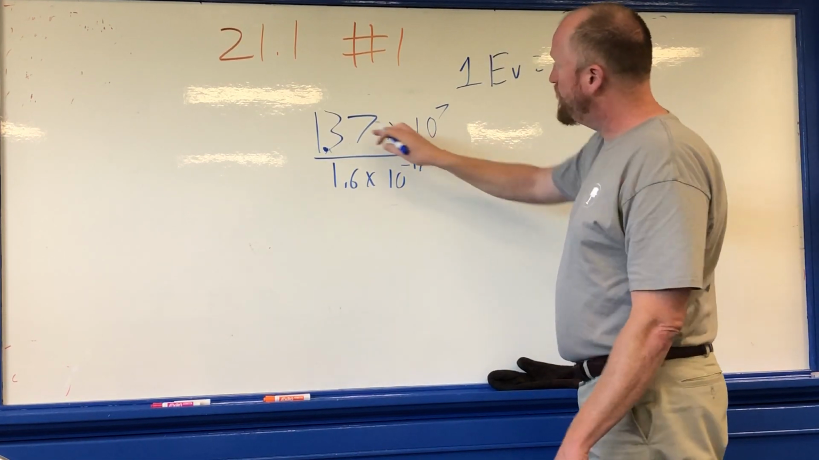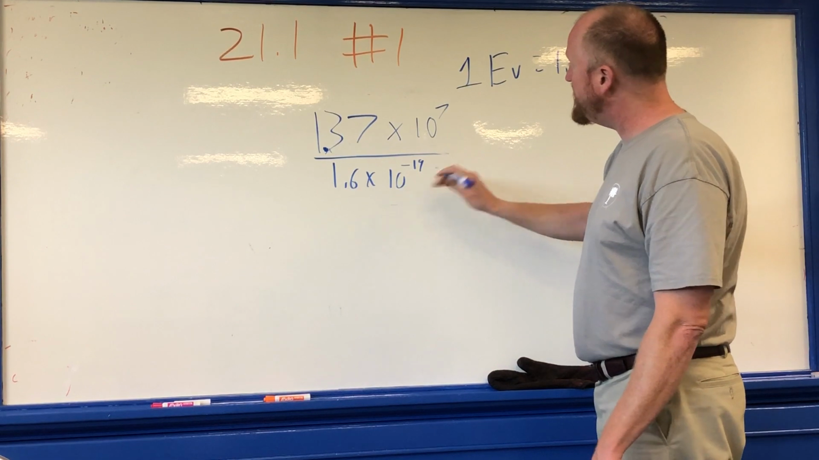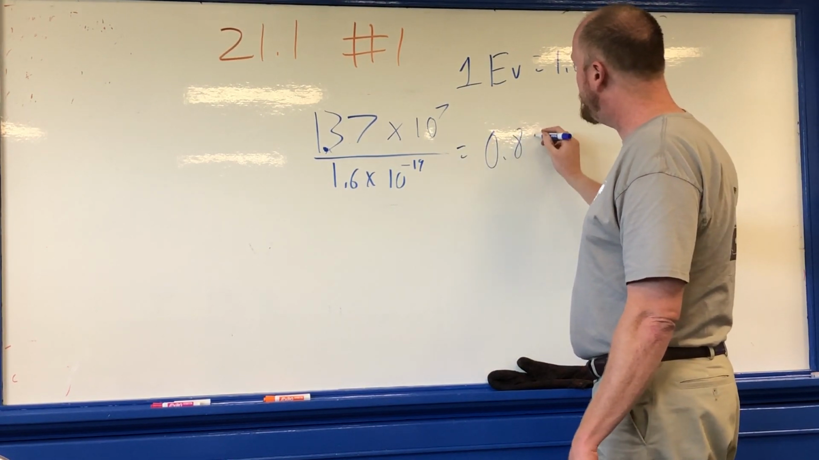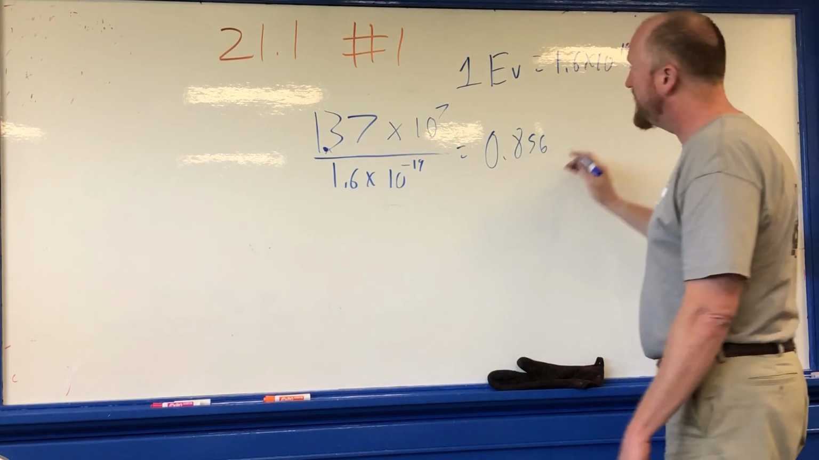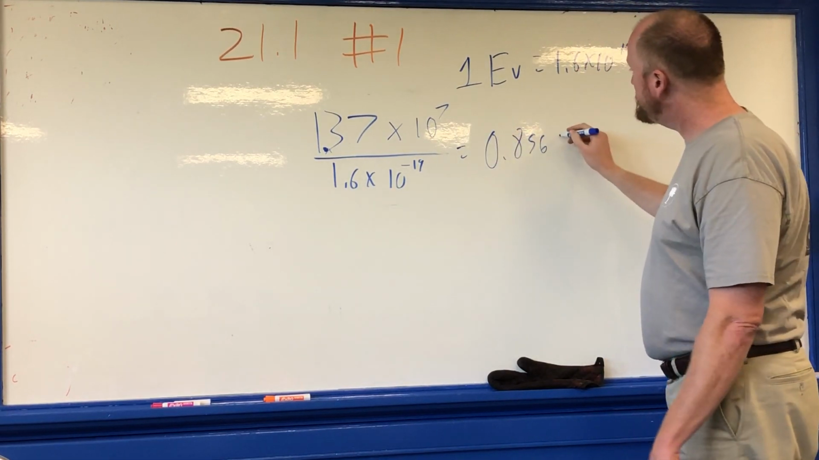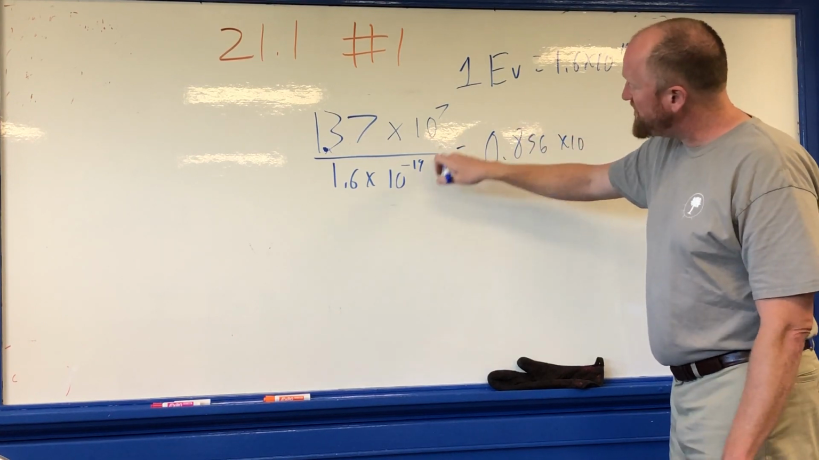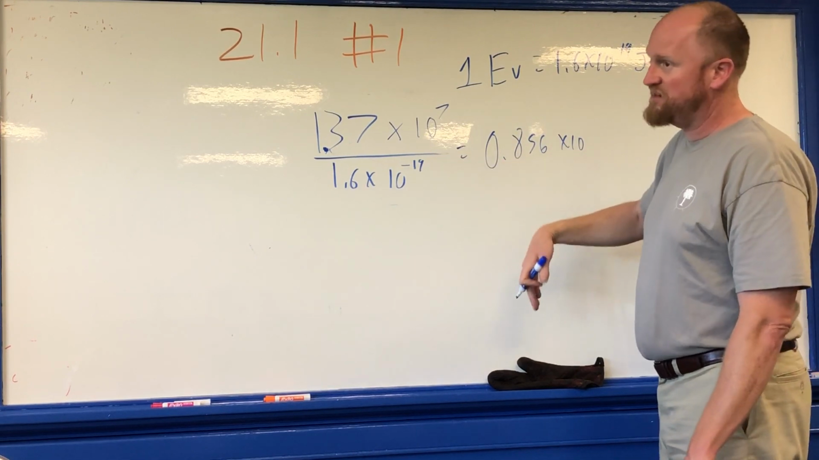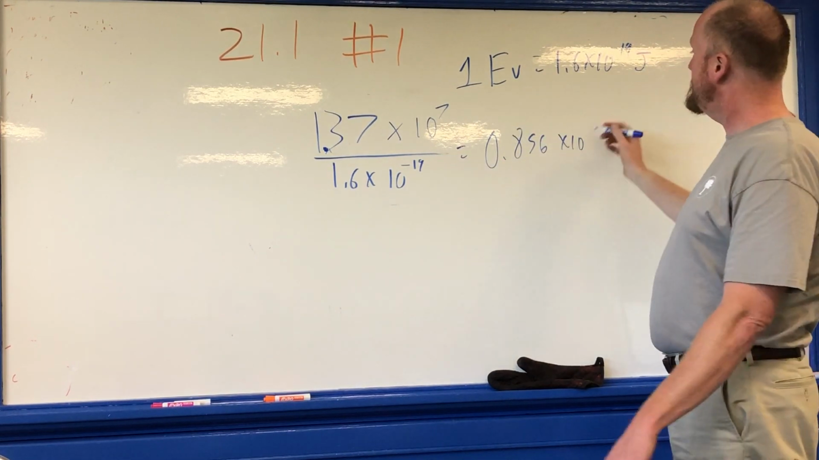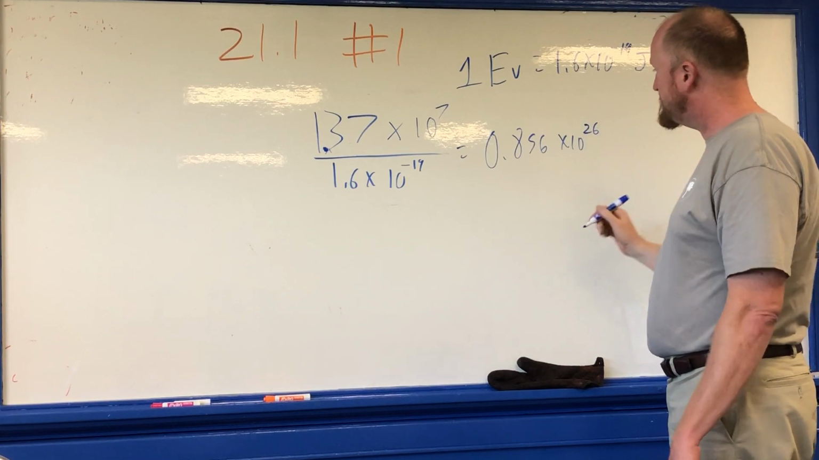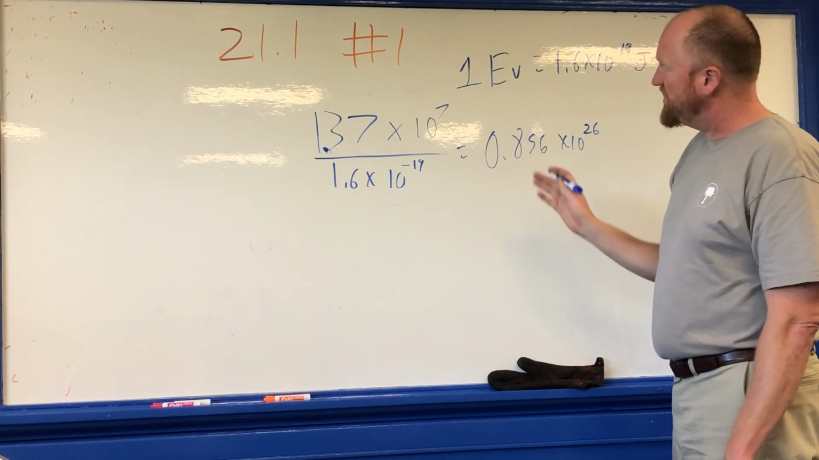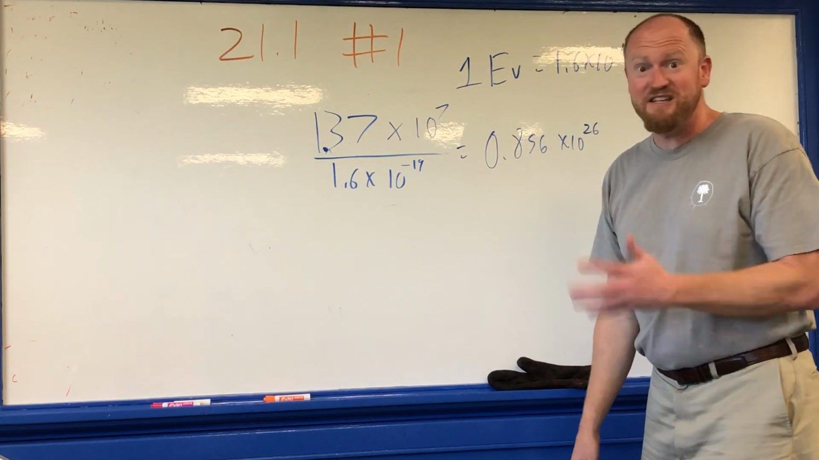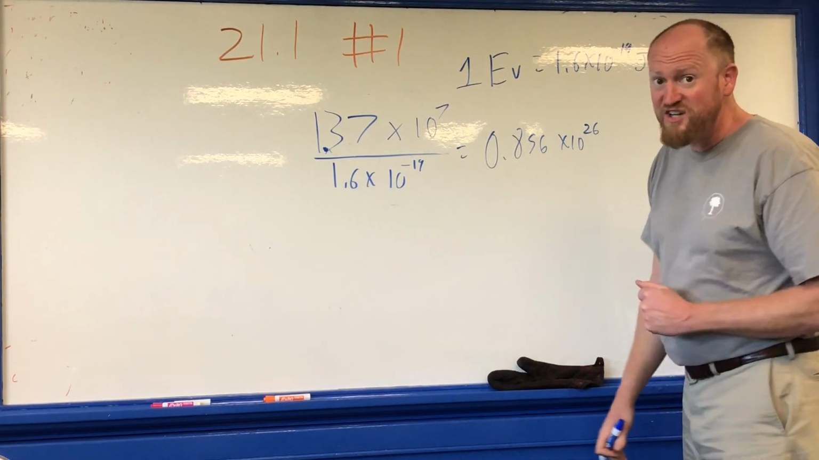So 1.37 divided by 1.6 is equal to 0.856 and so on, times 10 to the 7th plus 19. Now this is on the denominator, so it's minus negative 19. Minus negative 19 is plus 19. So it's 10 to the 26th. That is a lot easier. You're not going to screw up 7 plus 19. It's a lot less likely you're going to have a mistake.